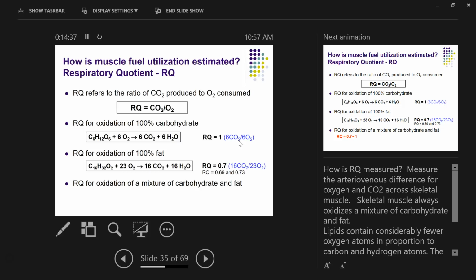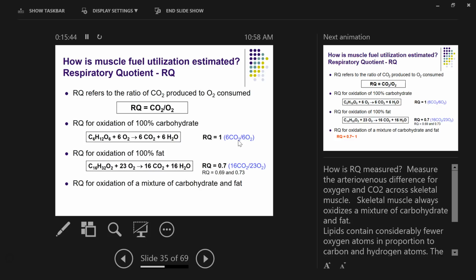So this is constant, right? For example, for oxidation of 100% carbohydrate or glucose, the RQ will be 1. So this is the equation for a complete oxidation of glucose, right? One molecule of glucose will need 6 molecules of oxygen and produce 6 molecules of CO2 and 6 molecules of water. Based on this equation, for oxidizing 1 molecule of glucose, we produce 6 CO2 and use 6 oxygen, right? So RQ is 1. That means if our muscle only utilizes glucose, carbohydrate, the RQ will be 1, right?